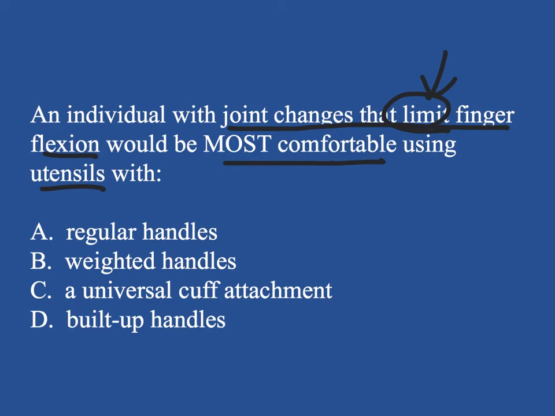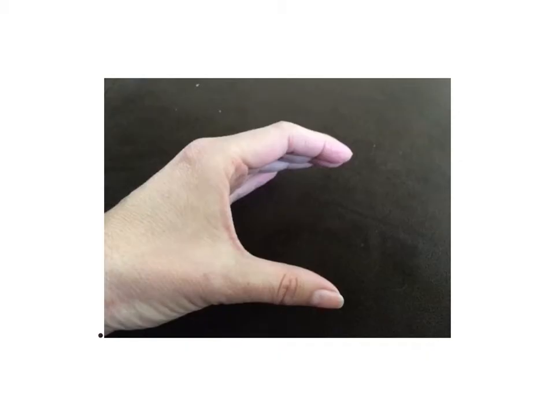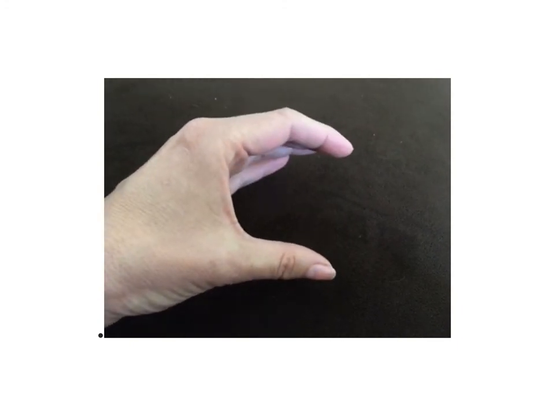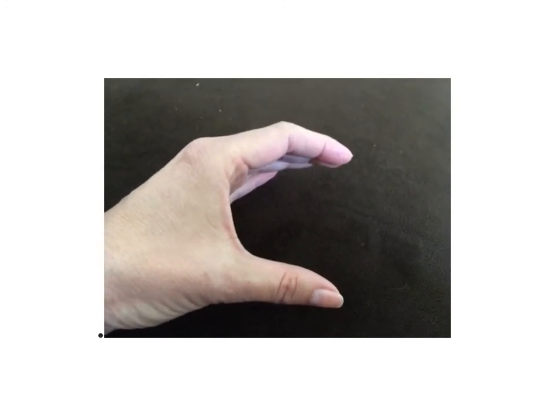So what I would suggest is, take your hand out and actually take a look at what limited finger flexion looks like. Limited finger flexion means you can still move your hand, but you have very limited finger flexion. Do this during the exam if you need to, so you can see. Okay, so we see here that you're able to pull into a little bit of finger flexion. So that means that the best option is going to be a built-up handle.